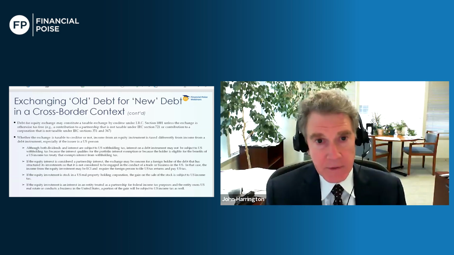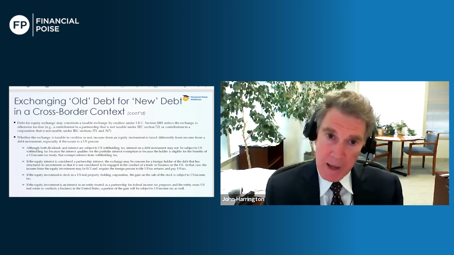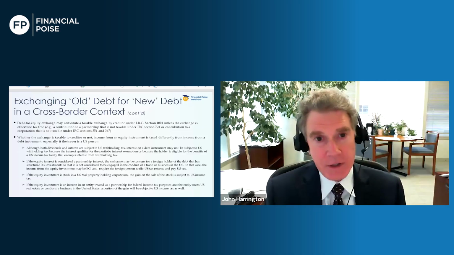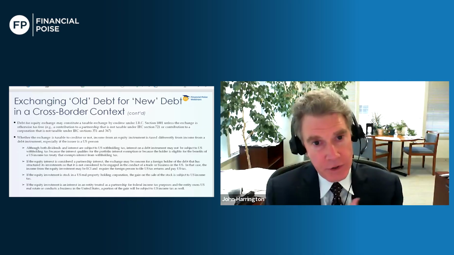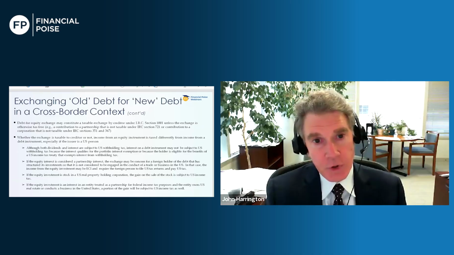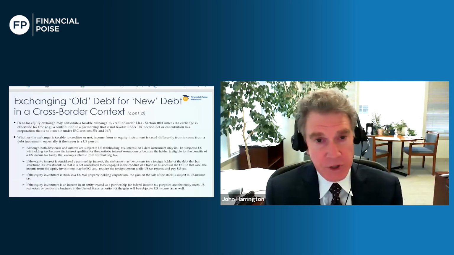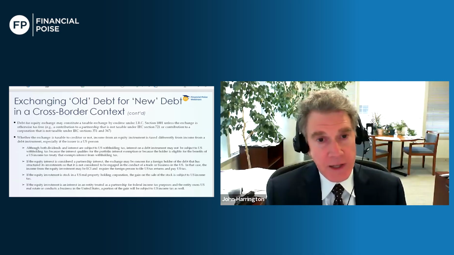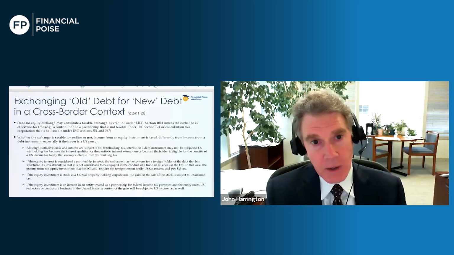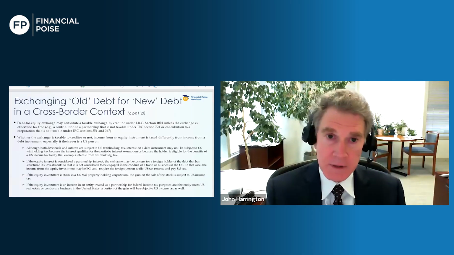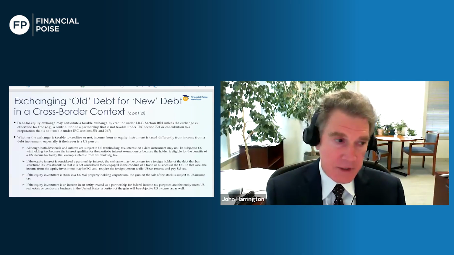And for the reason, as David pointed out with FIRPTA, you went from having a debt interest to now having stock. And if that's a U.S. real property holding company, then when there's a disposition of that stock in that company, it's taxable under the FIRPTA rules when it wouldn't have necessarily been subject to tax as debt.